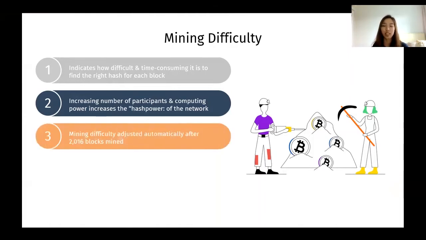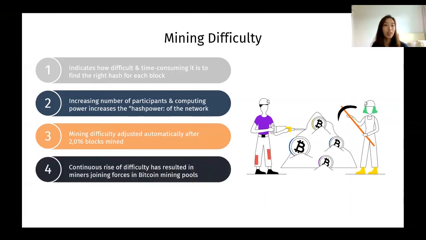So mining difficulty in the Bitcoin network is adjusted automatically after 2016 blocks have been mined in a network, and adjustment of difficulty upwards or downwards depends on the number of participants in the mining network and their combined hash power. So solving the mathematical puzzles for valid block creation requires huge amounts of computational power.